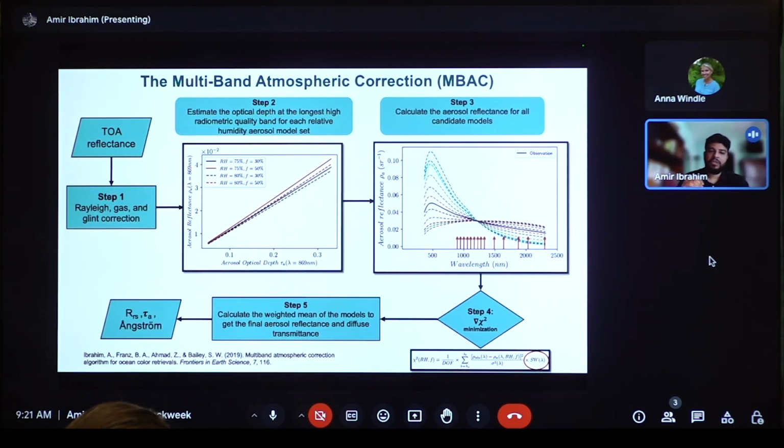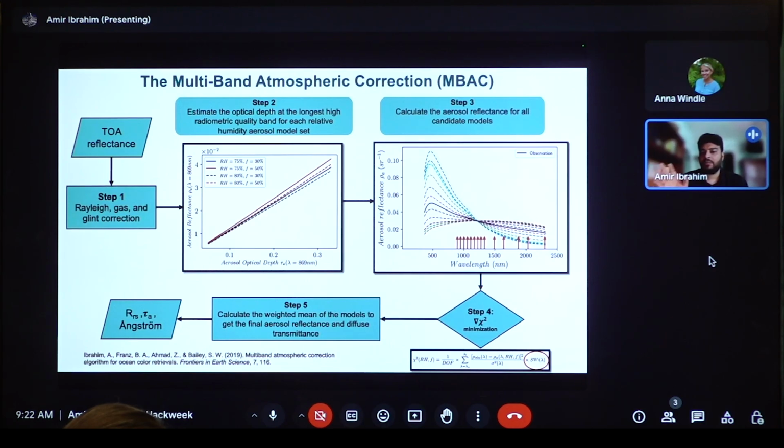We know well how to model the Rayleigh, the gas, the glint. We remove all these contributions, and whatever is left is basically the aerosol signal. And using this aerosol signal, we have the ability to predict its concentration, the aerosol optical depth. And then the next step is, okay, we want to know what kind of aerosol we have in the atmosphere, because the size distribution and refractivity of these particles have different spectral shape and spectral response, so we want to be able to infer that information from the data as well.